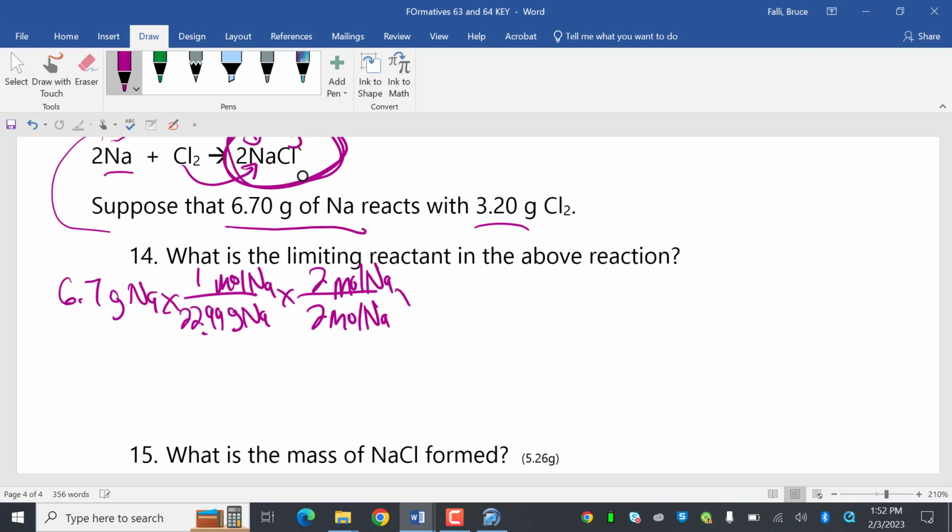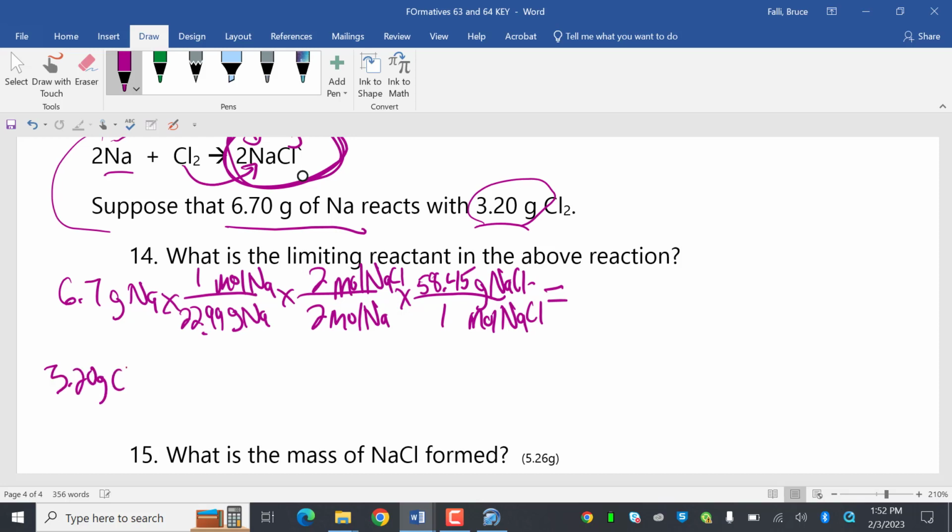Moles over moles, use coefficients. Moles of Na. Whoops, I put the wrong thing. NaCl, and then grams of NaCl. Grams of NaCl, little g means grams, and little g means go to the periodic table. So that is 58.45 grams over, of course, 1 mole. I'm going to put that math in my calculator in a minute. I'm going to set up this part now.